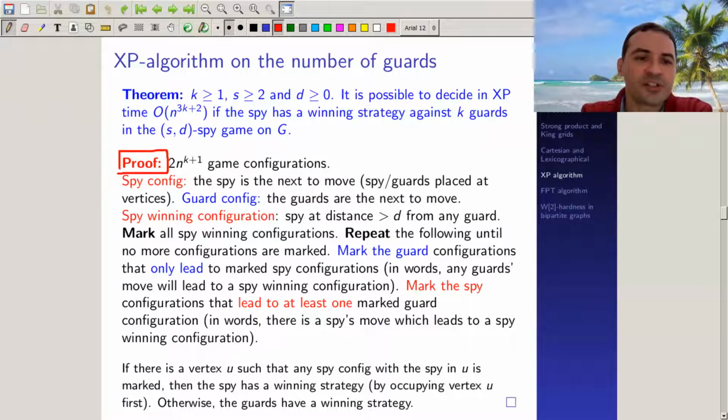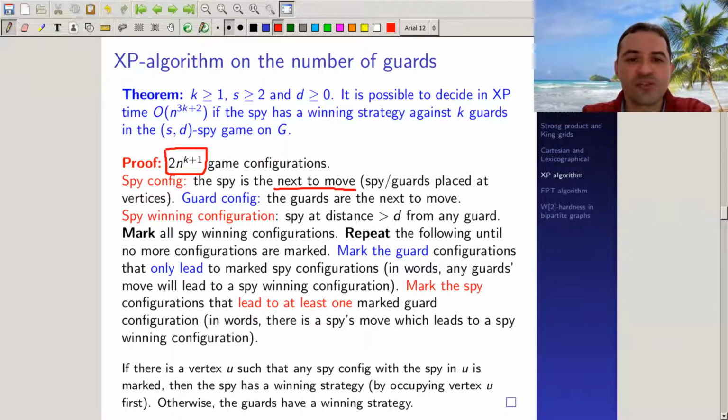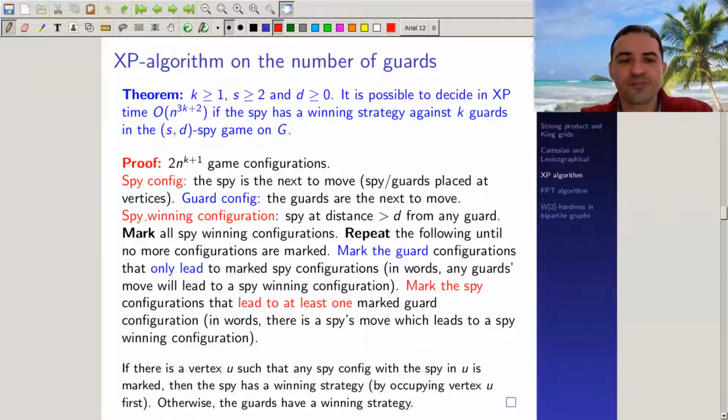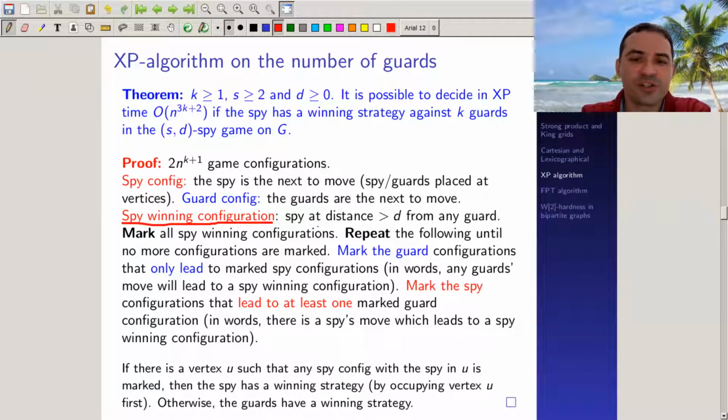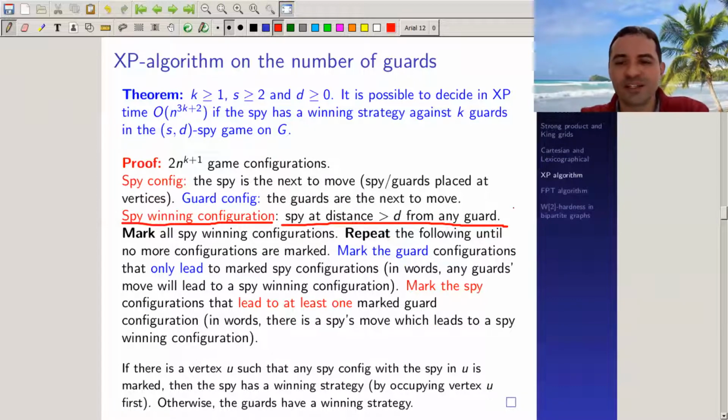Here we have a sketch of the proof. We have 2 times n to k plus 1 game configurations, since we have 1 spy and k guards, and we have a configuration in which the spy is the next to move, which we call a spy configuration, and a configuration in which the guards are the next to move, which we call a guard configuration. We say that a spy configuration is a spy winning configuration if the spy is at distance greater than D from any guard.